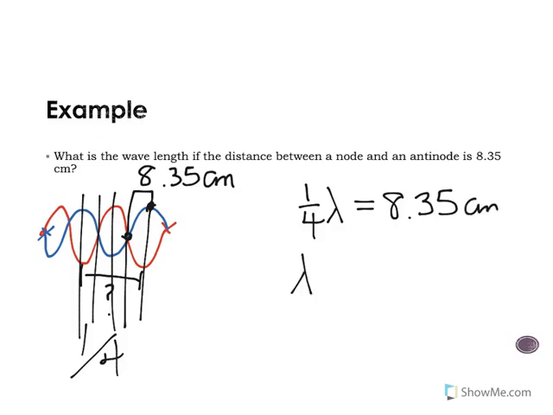So if we times 8.35 times 4, we're going to get 33.4 centimeters as our final answer.